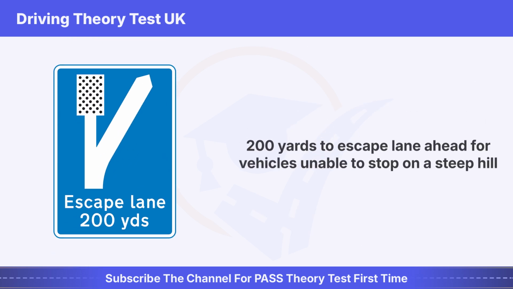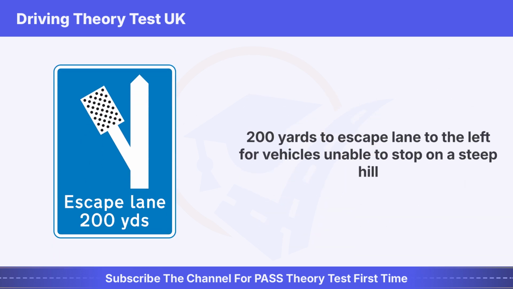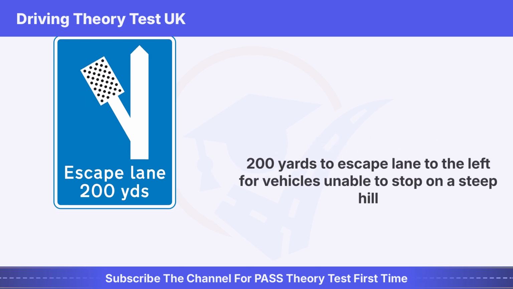200 yards to escape lane ahead for vehicles unable to stop on a steep hill. 200 yards to escape lane to the left for vehicles unable to stop on a steep hill.